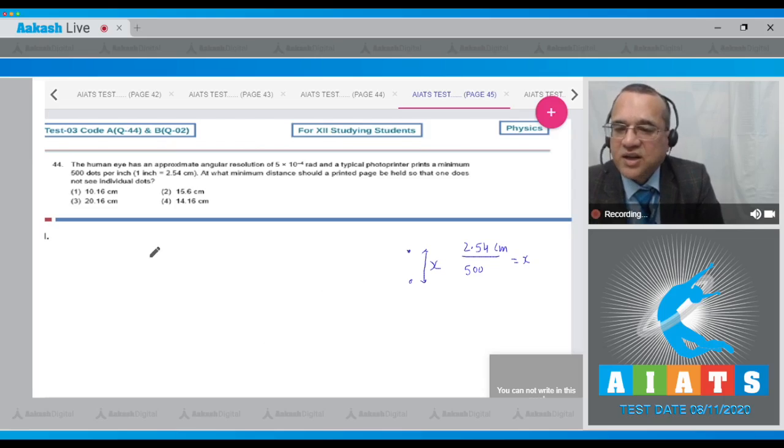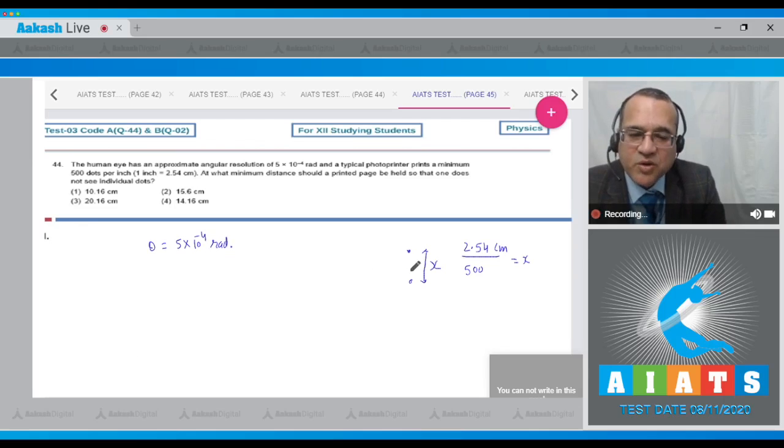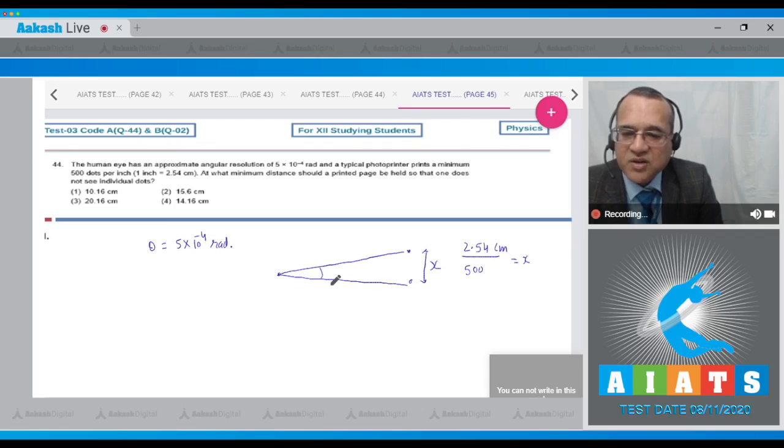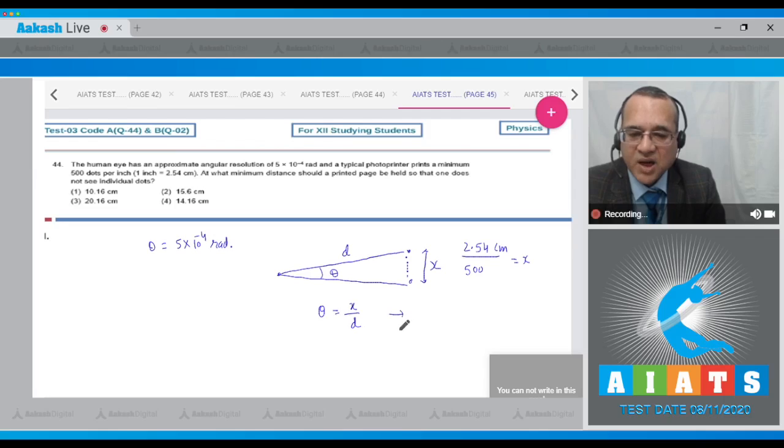Now the eye has the resolution value given equal to 5 × 10^-4 radian. It should be viewed so that the dots should not be merged. Let's say the eye is here and this becomes the visual angle. When this is exactly equal to theta, the objects won't merge, but if you move away, then they will merge. So this distance is required, d, and from angular theory theta should be equal to x divided by d, and d should be equal to x divided by theta.